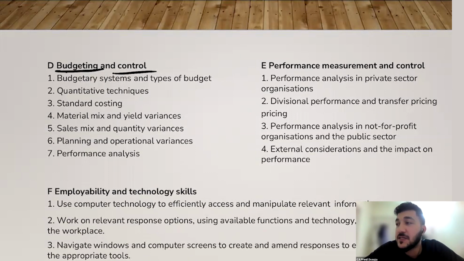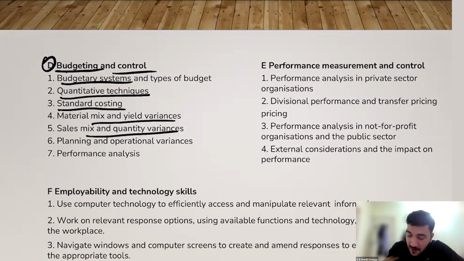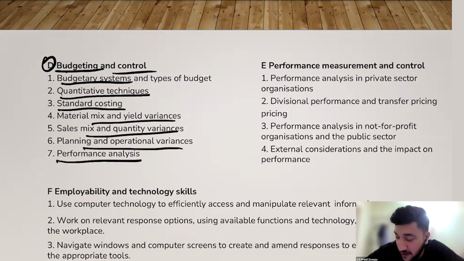I mean that whether I'm reaching my targets, whether I'm reaching my budgets, whether I'm reaching my standards, I need to learn about that. So section D is also like section C. It's a time-taking section where we'll be learning about budgetary systems. We'll be learning about quantitative techniques, standard costing. You might have heard before, material mix, yield variances, sales mix, quantity variances, planning and operational variances, and performance analysis. We are going to learn about those as well, right?